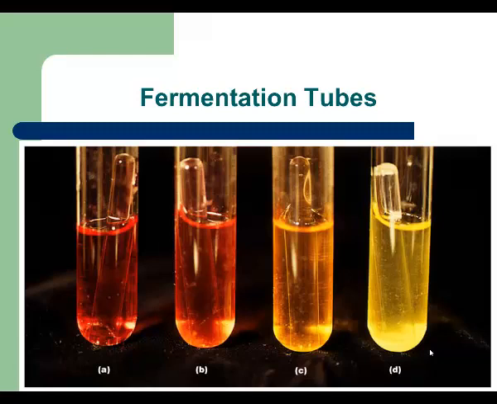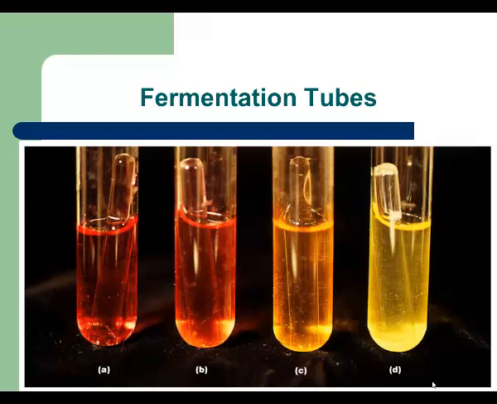The initial color of a fermentation tube is pink or red, like in the picture, tube A. Inside of each fermentation tube there is a small tube that is placed upside down, and we call it a Durham tube. We use the Durham tube to capture gas if it's produced as a result of fermentation.